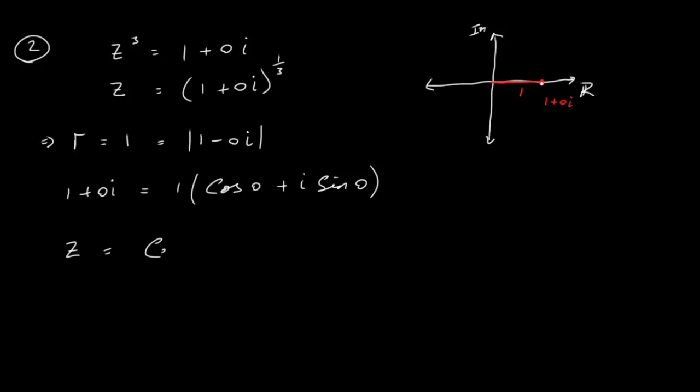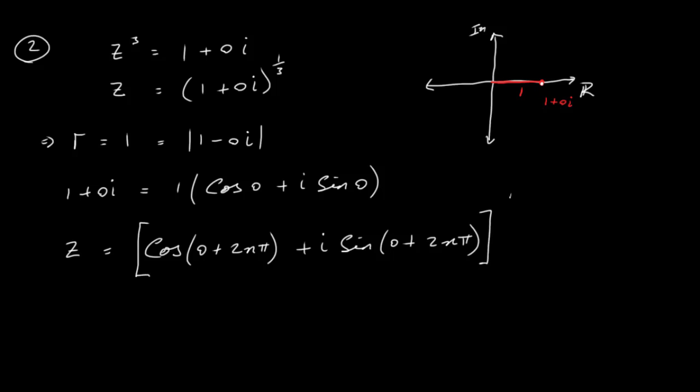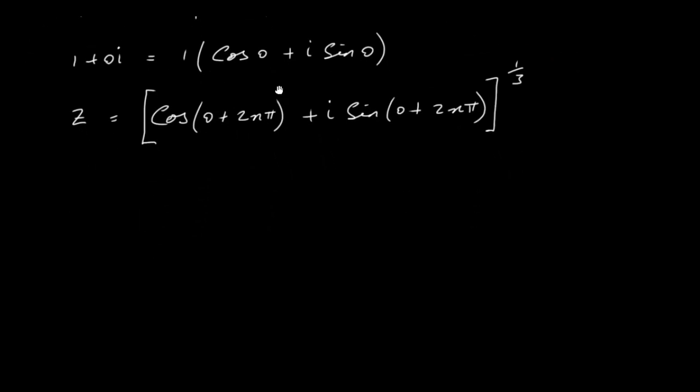So what we've got is cos of 0 plus 2n pi plus i sine 0 plus 2n pi. Now I've left out the 1 here, but what we need to do here is raise all of this to the power of 1/3. I'm just rewriting this line here, but writing 1 plus 0i in polar form. Okay, so let's just work with this.